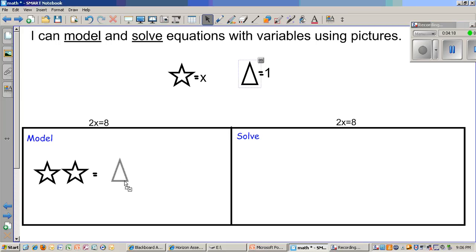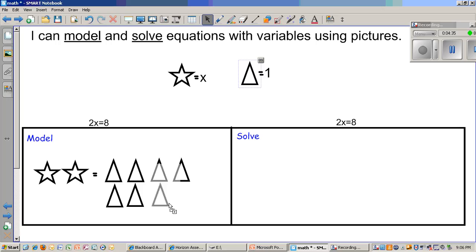So let's take 8 ones. Here's 1, 2, 7. Great, so we've modeled 2x equals 8. However, they are not equal. So, when we look at these, we want to make this side of the equal sign equal with that side of the equal sign. So before we go ahead and solve 2x equals 8, does anybody think they know what x is going to be equal to?